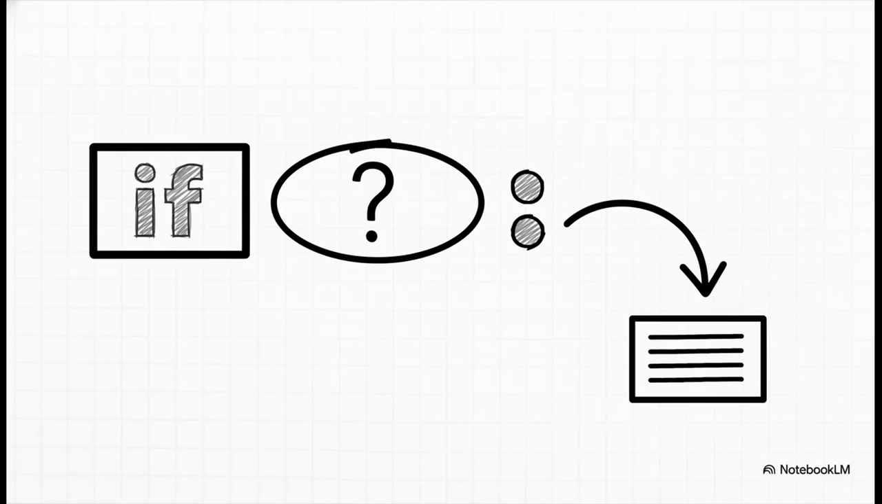And the structure for this is actually really clean. You just type if, then you write out your condition, the question you're asking. And you always end that line with a colon. That colon is so important. Think of it like a little drum roll that tells Python, okay, pay attention. What I'm about to tell you to do only happens if this condition is true.